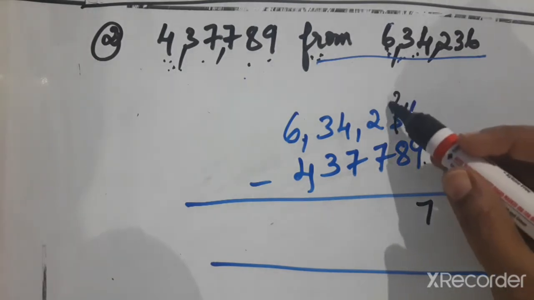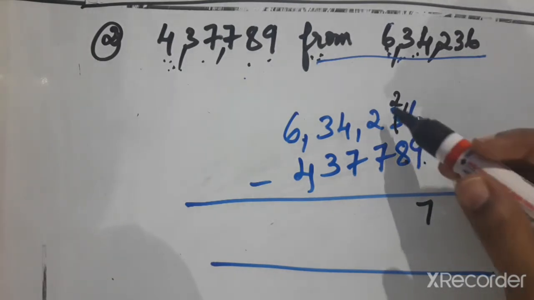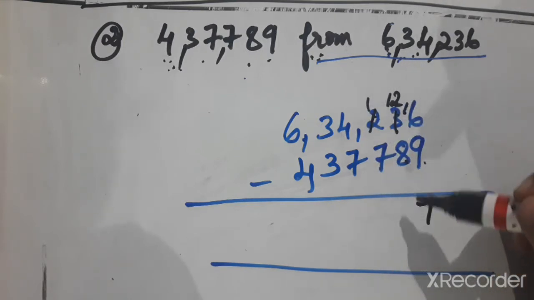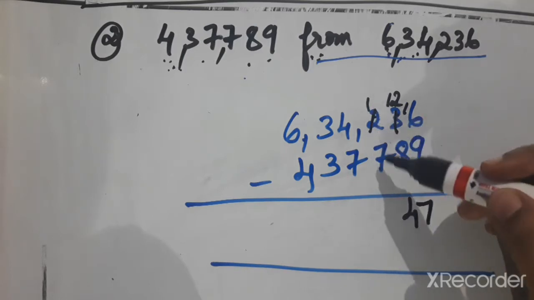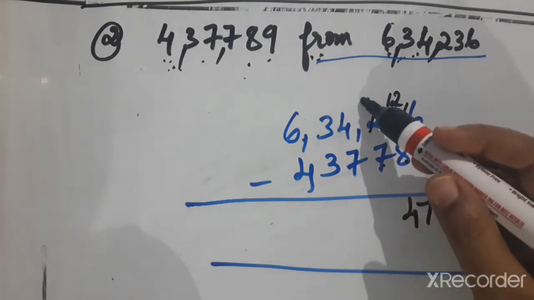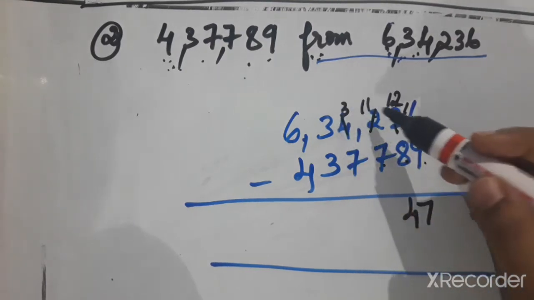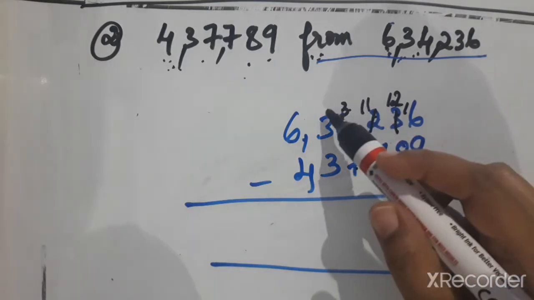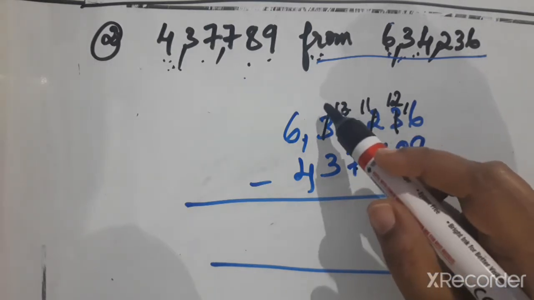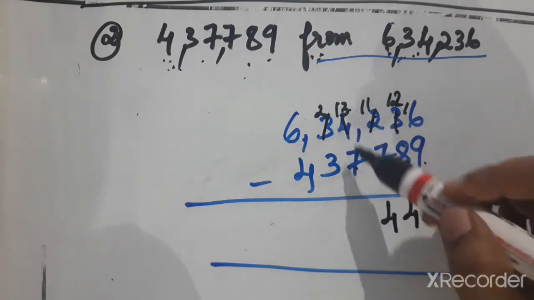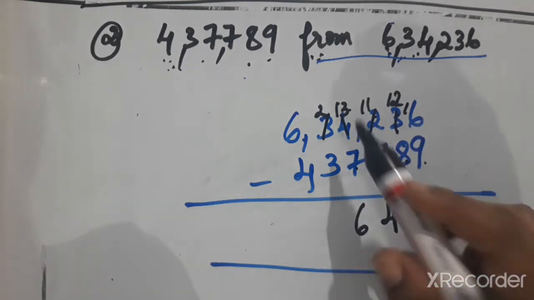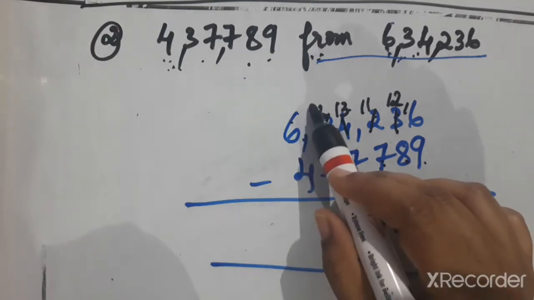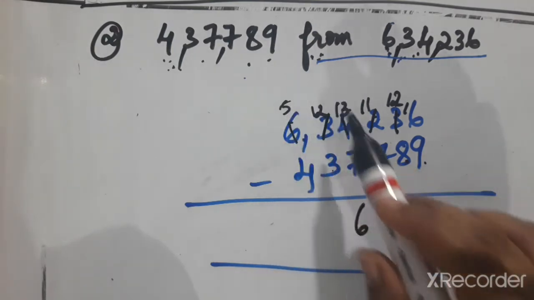Now here it is now 2. 2 minus 8 again we can't subtract. Borrow 1 from this number. So it becomes 12 and here 1. 12 minus 8 means 4. Now 1 minus 7 again we can't subtract. Borrow 1 from here. So this is 11 and this is 3. 11 minus 7 means 4 again. 3 minus 7 we can't subtract. Borrow 1 from here. So this is 13 and here 2. 13 minus 7 means 6. Now here 2. 2 minus 3 again we can't subtract. Borrow 1 from the next number. So this is 12 and this is 5 now.